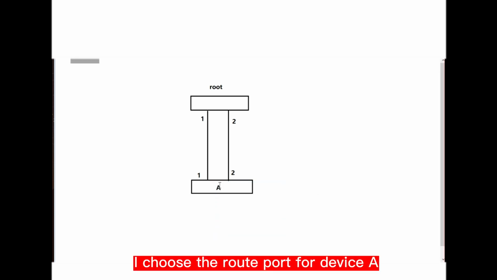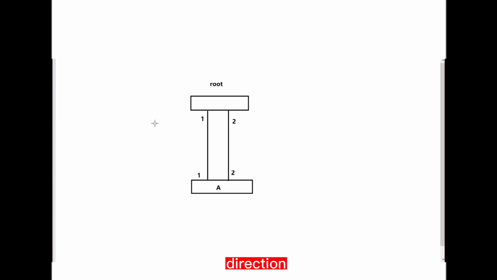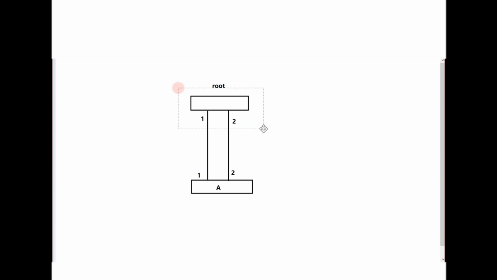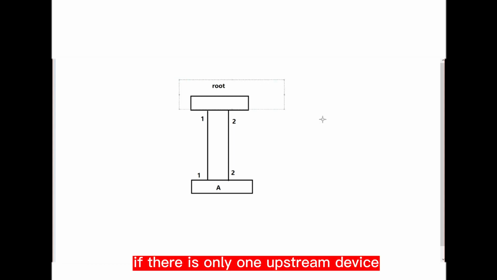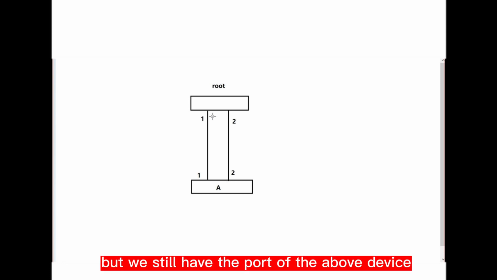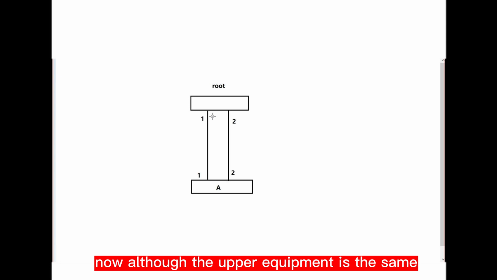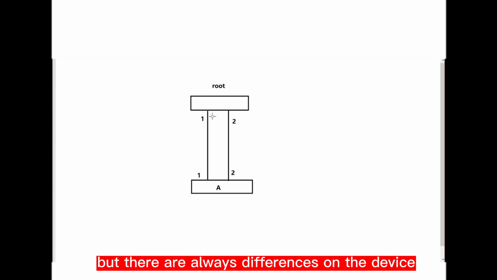I choose the root port for device A. Let's first compare the root path cost in the inbound direction. The default is 1. Can't compare. Okay. Then compare the bridge ID of the upstream device. Now I find that the uplink device is only this one. If there is only one upstream device, then there is no way to compare. But we still have the port of the upstream device for comparison.